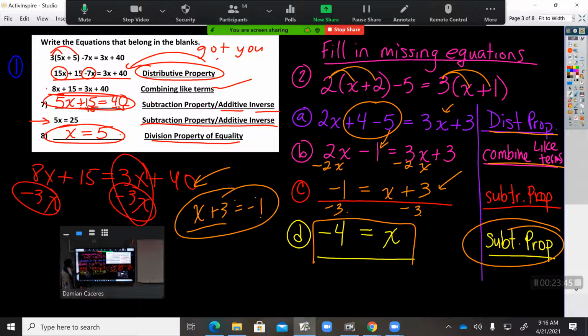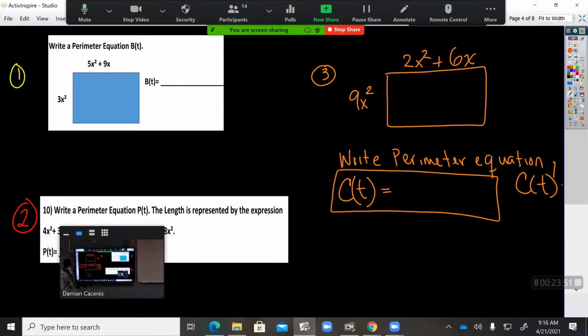If you can see up here, there's 8 pages on this review. We're on the 4th page, so we're about to get halfway through. Now, I don't mind if we don't get to the worksheet today, as long as we get to the full review today. All right, now we get to the perimeter questions.